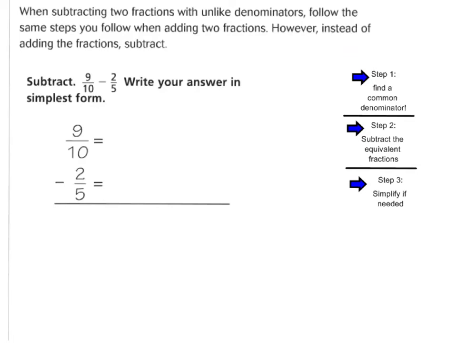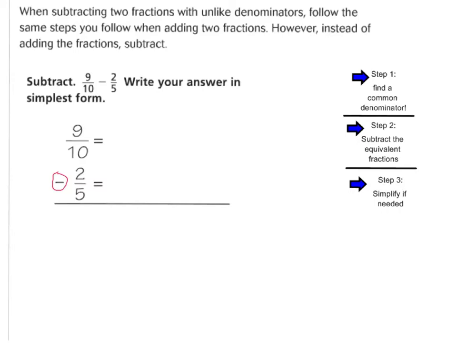When subtracting two fractions with unlike denominators, we follow the same steps you follow when you're adding two fractions. Instead of adding the fractions, we subtract. So our next problem is 9/10 minus 2/5. And then we're going to write our answer in simplest form if we need to. So go ahead and write 9/10 minus 2/5 in your notes and work this problem out with me.